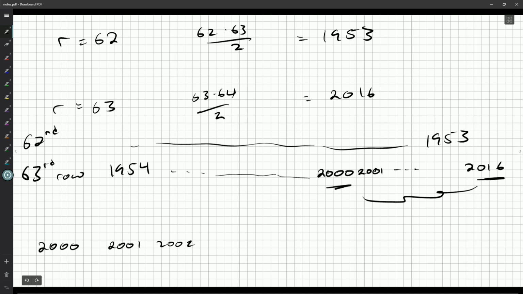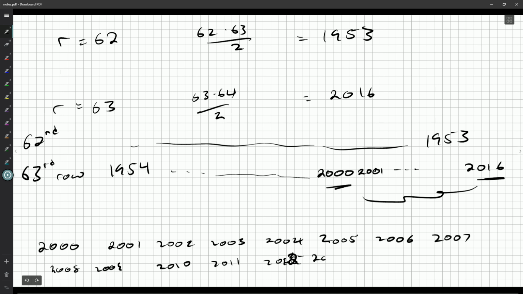Or we could write them out. We can actually write out our row here. I'm going to have to go down to the next line. Okay. Oops. 2012 is the one they should have made it. Okay. So this is how the 63rd row sort of looks if it was all on one line.